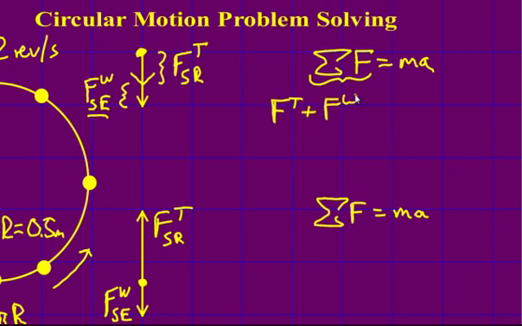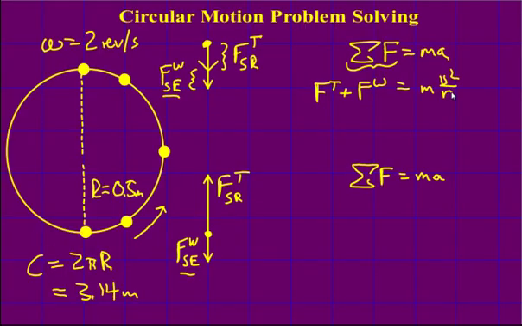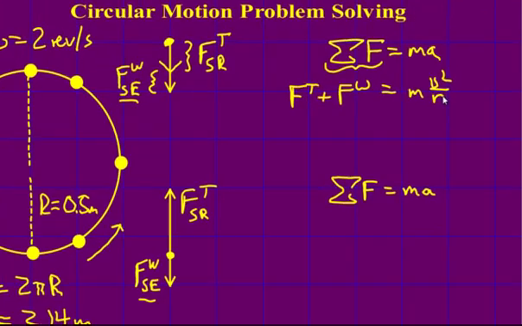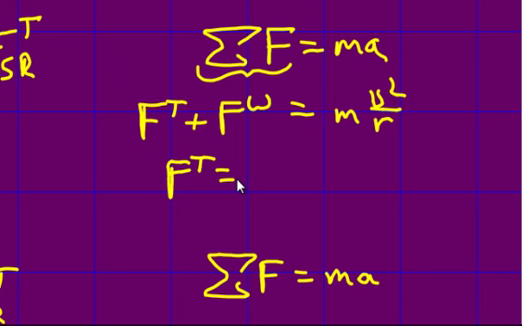Ft plus Fw equals ma. Actually, that a in this case, because it's circular motion, becomes mv squared over r. And then I can solve this for the tension. I'm simply going to say tension equals mv squared over r plus, and remember that the weight of an object is mg.